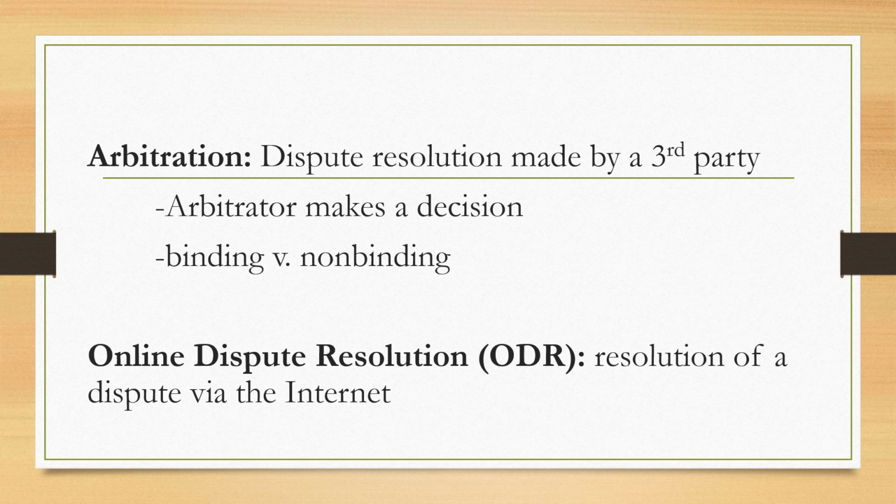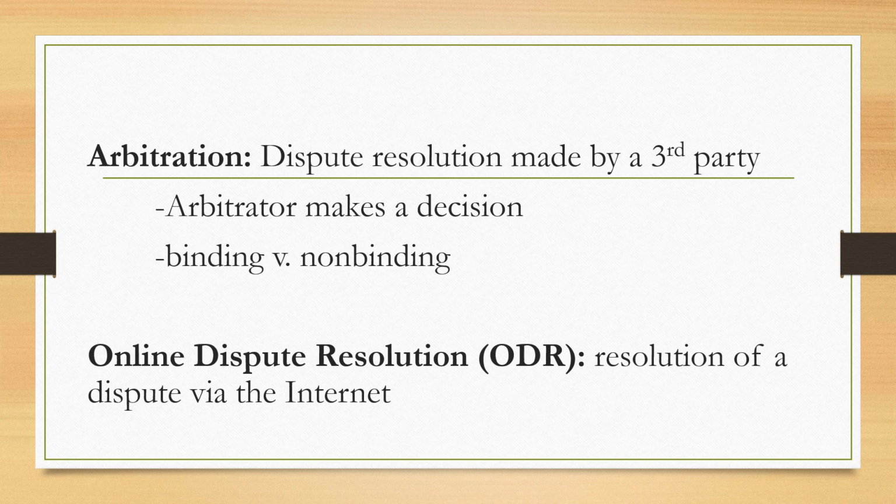Arbitration. This is more formal. Again, a neutral third party. It could be one person. Sometimes it's a panel of experts. Sometimes it's an attorney or a group of attorneys. This is kind of like a mini trial where someone actually makes a decision.